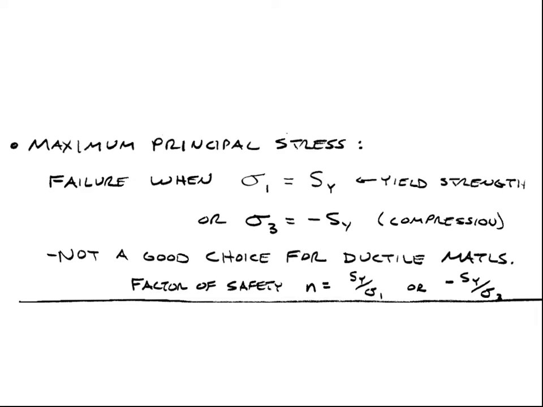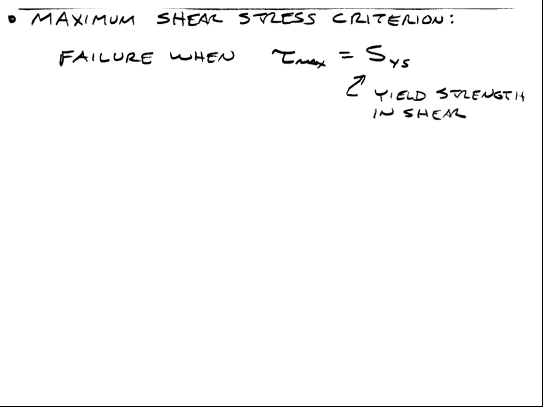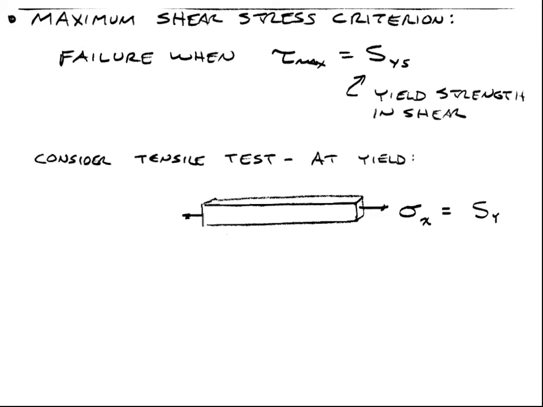So as we said, that really doesn't work very well in a lot of cases. One that does work pretty well is the maximum shear stress criterion. It predicts that when your maximum shear stress reaches the yield strength in shear, then you have failure.